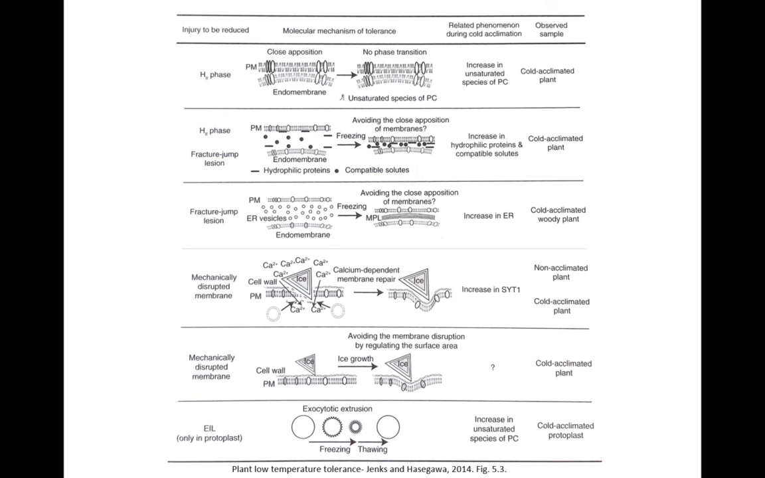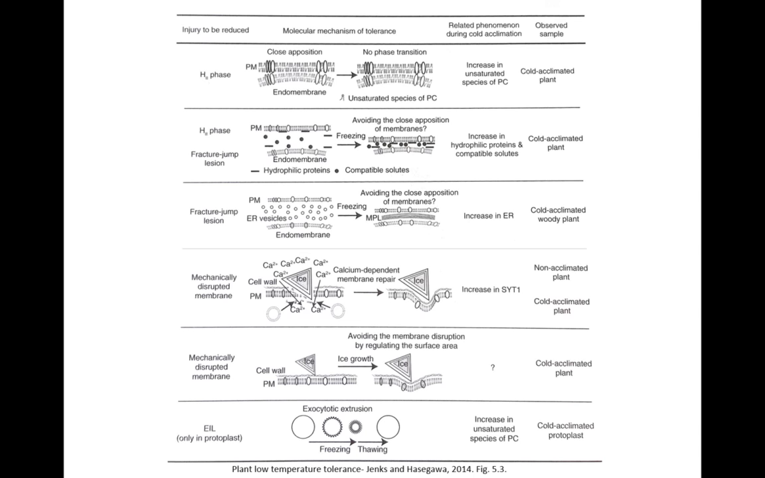This table summarizes all the injuries that can occur in a cell membrane and also shows how tolerant plants overcame those injuries. On the first row, we can see the hex 2 phase injury, which was overcome by the increase of unsaturated species of phosphatidylcholine. In the second row, we can see the fracture jump lesion, which was overcome by an increase in hydrophilic proteins and compatible solutes.